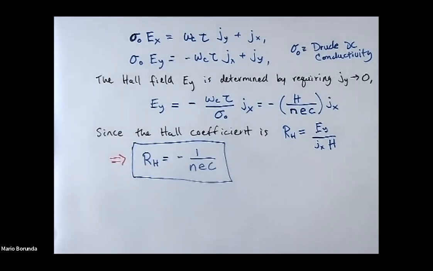So let's talk a little bit about this, and then I'll let you guys go. What do we see here? This is really cool, actually, because the Hall coefficient depends only on this constant, the electric charge, the speed of light, and the carrier density, how many electrons per unit volume you have in your system. The carrier density of carriers in the metal.